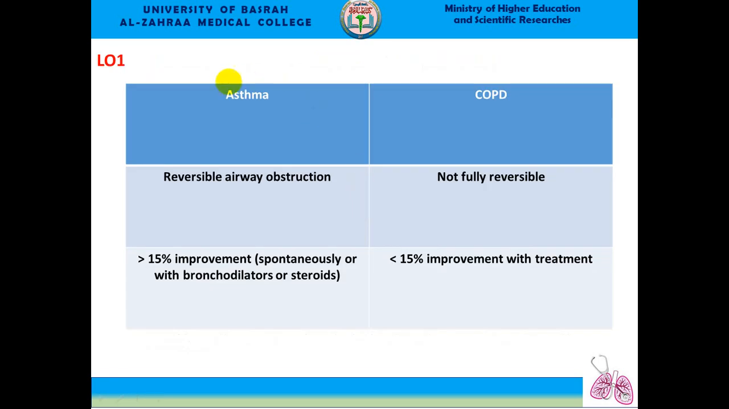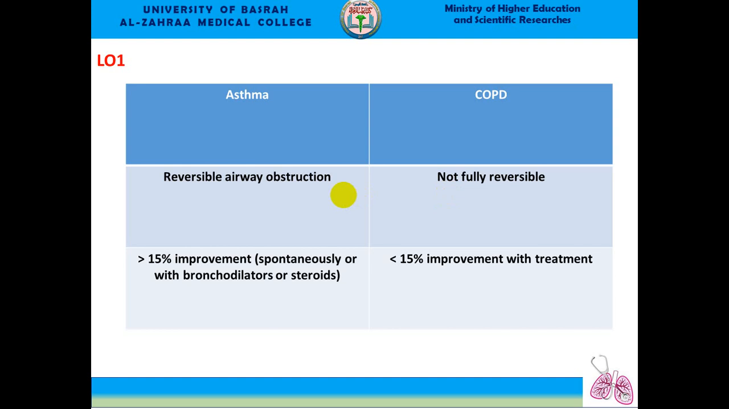And we have to differentiate bronchial asthma from another obstructive lung disease called chronic obstructive pulmonary disease, or COPD, which is a disease of people who are usually heavy smokers. So there is obstruction in both asthma and COPD, but two characteristics differentiate the two diseases. First of all is the reversibility. As I said, asthma is characterized by reversible airway obstruction, either spontaneously or by treatment, while in COPD, it is not fully reversible.